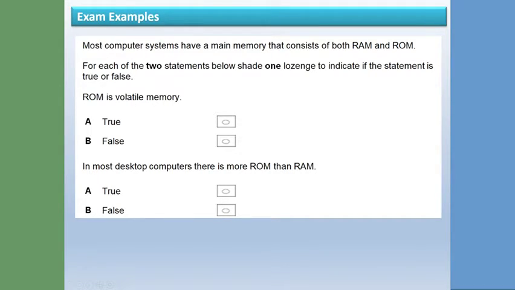If something is volatile, we will lose the data when there's no power. And as we know, with ROM, that's false. We don't lose our data when we turn it off. Okay, ROM is non-volatile. In most desktop computers, so the average computer, there is more ROM than RAM. Remember what I said. Most computers, we have more RAM than we do ROM. Usually about 8 gig, 16 gigs of RAM. ROM, you're looking somewhere around maybe 1 or 2, maybe 4 megabytes. So a lot less. Okay.